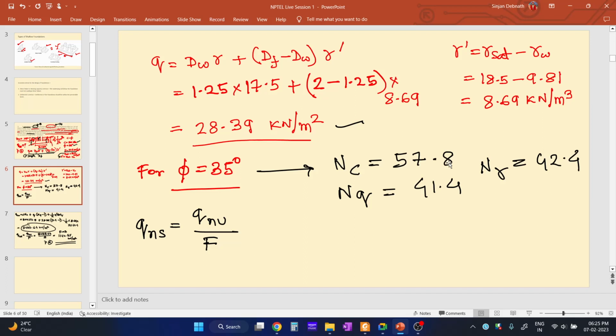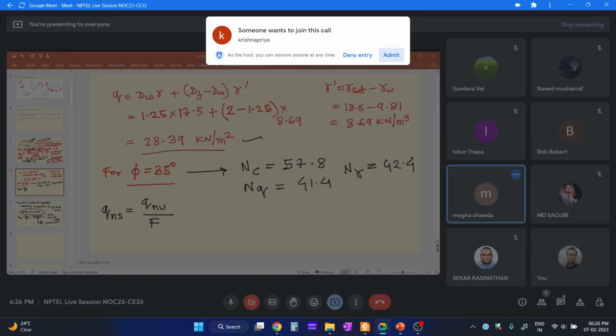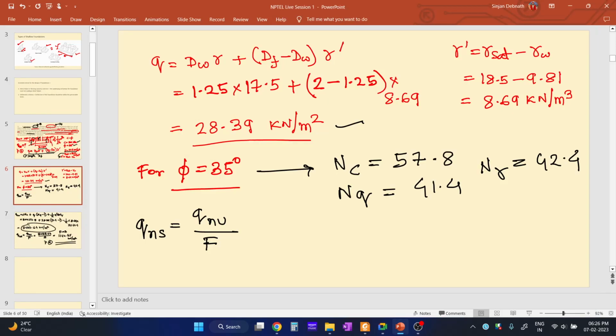So where do we find the Nc, Nq and N gamma values? Yes, I'm telling you. There are charts, you know. Let me show you.